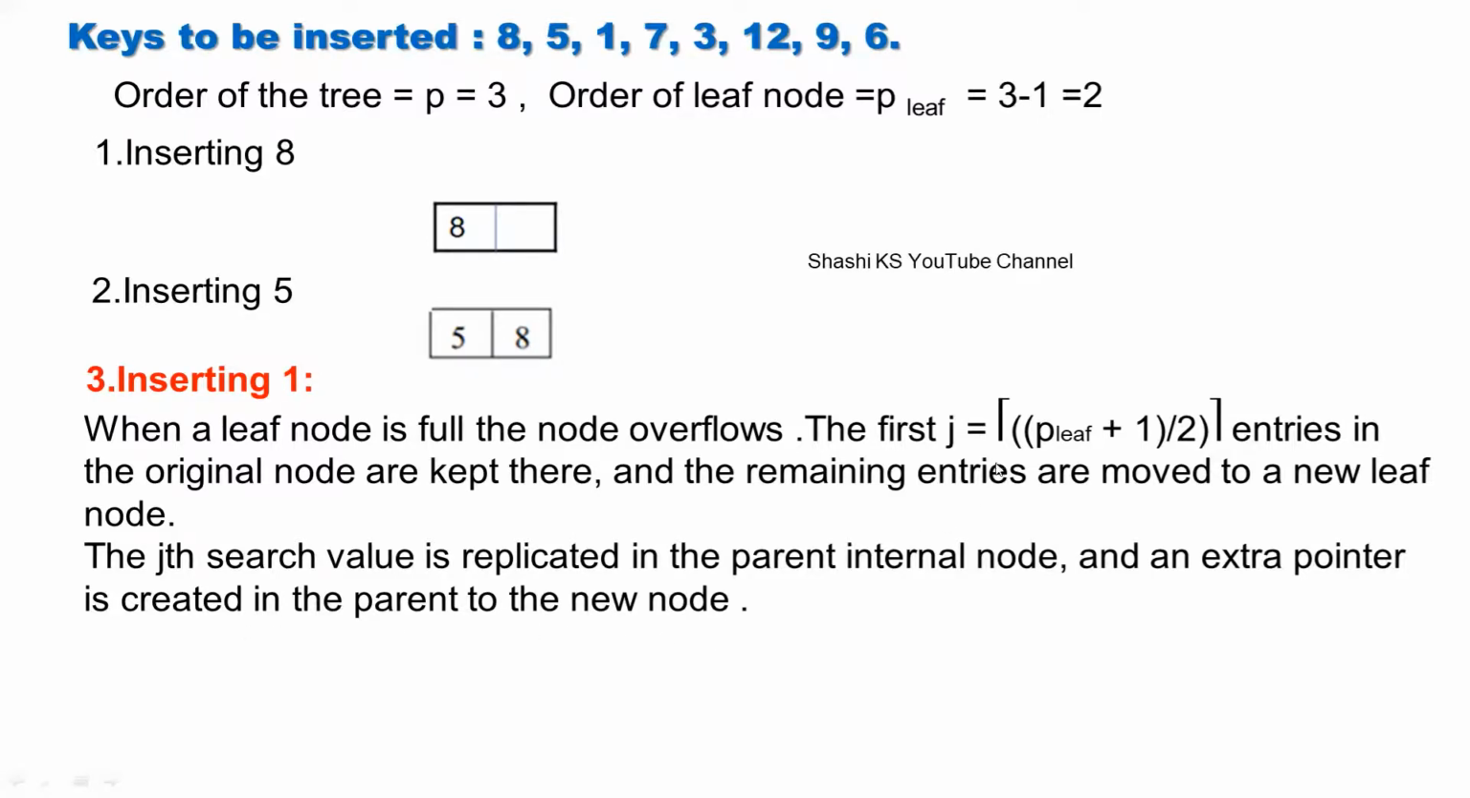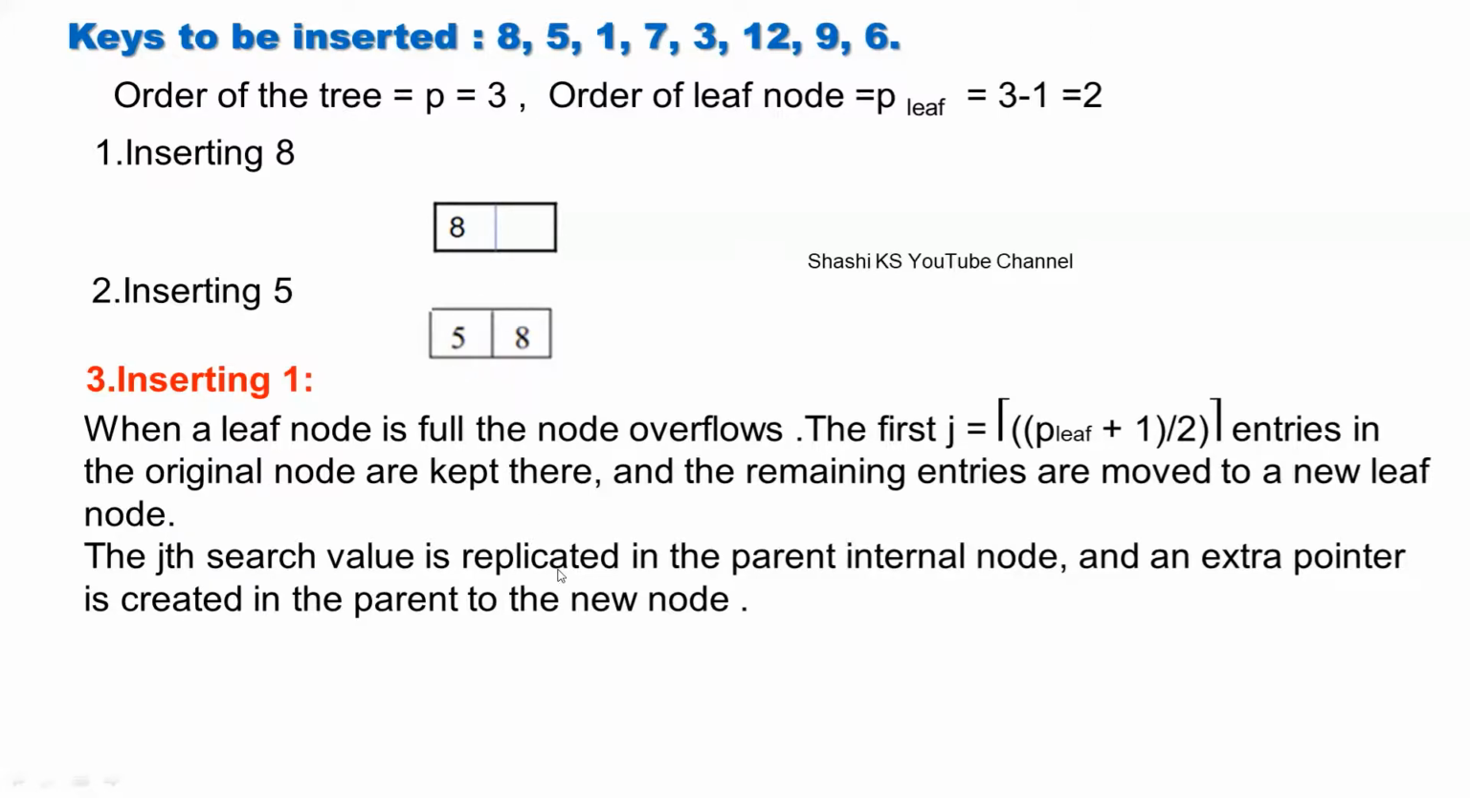J is equal to 2 here. So whenever you have to split a leaf node in this question, remember the value of J. The value of J is 2 here because the orders of the leaf and internal nodes are the same. That means 2 entries have to be kept in the original node, and the remaining entries have to be moved to the new node. This rule is going to be constant throughout the problem. And the jth search value, J being 2 for this question, means the second search value has to be replicated in the parent internal node. The second search value in the sorted order is 5. So 5 has to be replicated in the parent node. That means 5 has to be there in the leaf node as well as in the parent node.